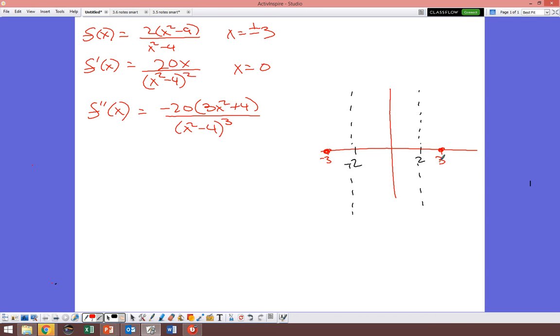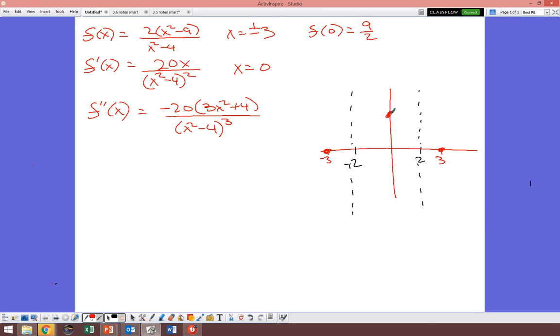So let's plug in 0 into my original function. We have negative 18 on top, negative 18 over negative 4. f of 0 is, what is it? Negative 18 over negative 4, which is 18 over 4, which reduces to 9 over 2. So at 9 over 2, which is 4.5, I have a point right here.